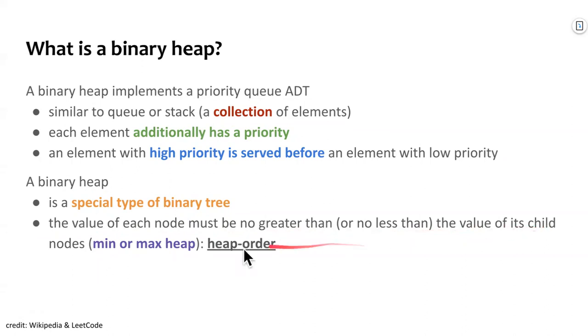So if a node's value is no greater than its child, then we call it min heap. Whereas when the node's value is no less than the value of its child, we call it max heap. And I'm going to describe this property with pictures in the following slides. So don't worry about this statement if you don't understand this perfectly. And we call this property heap order. You need to keep this term in mind. So please memorize this term, heap order.